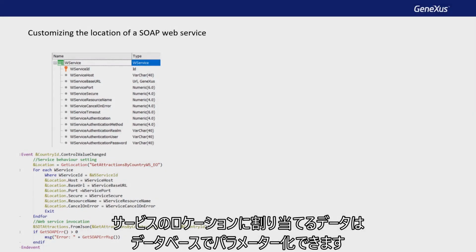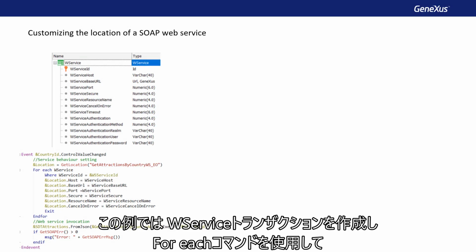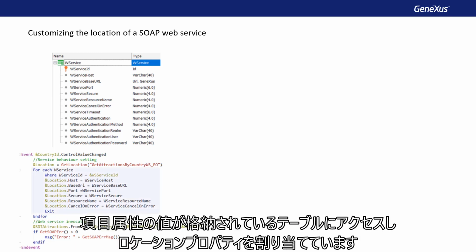The data that we assign to the location of a service can be parameterized in the database. In the example, we create a WS service transaction, and then, with a forEach command, we access the table containing the values of the attributes to assign the location properties.